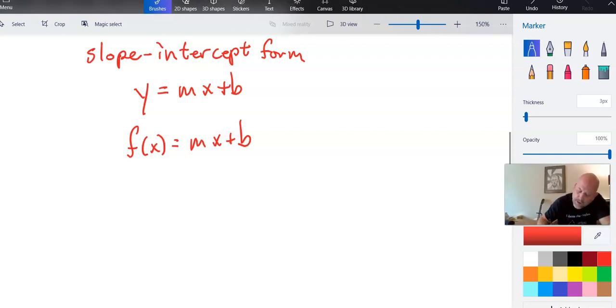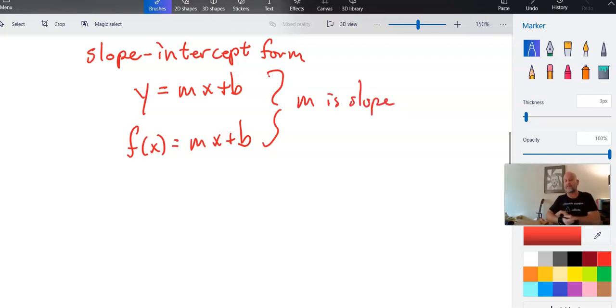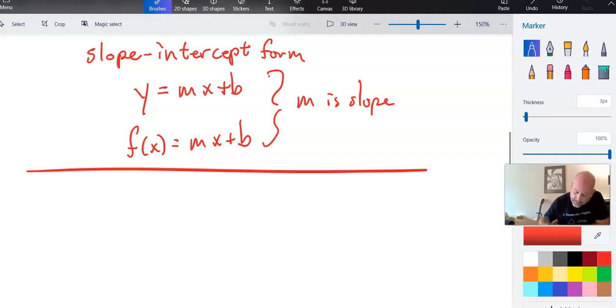In any case, for both of these, m is the slope, right? It was no accident that that's the same symbol that we were using for slope. So this is only true in the slope-intercept form. So you can get the slope from this. It's actually quite nice. Now, from the standard form, ax plus by equals c, you don't get to read the slope off of this one so easy.